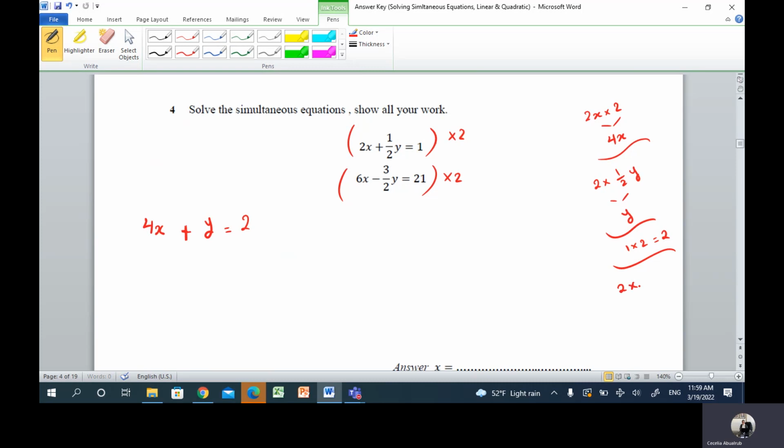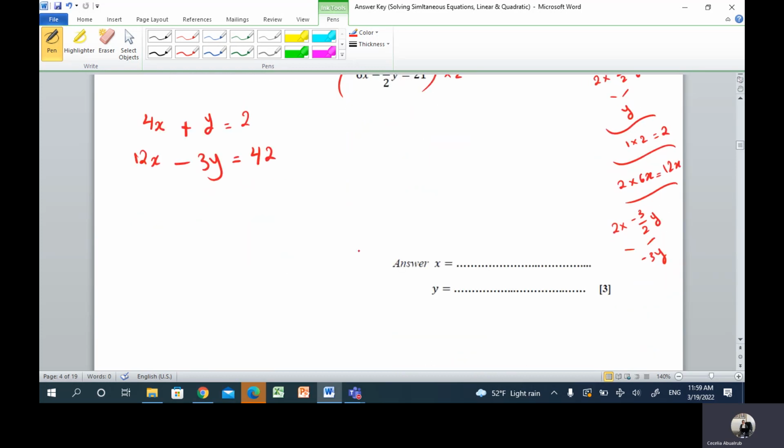Now let's go to the second equation. So 2 times 6x, the answer is 12x, right? So 12x. And then 2 times negative 3 over 2y, the answer will be negative 3y. So minus 3y is equal to 2 times 21, it will be 42. Okay? So these are the two new equations that we have right now.